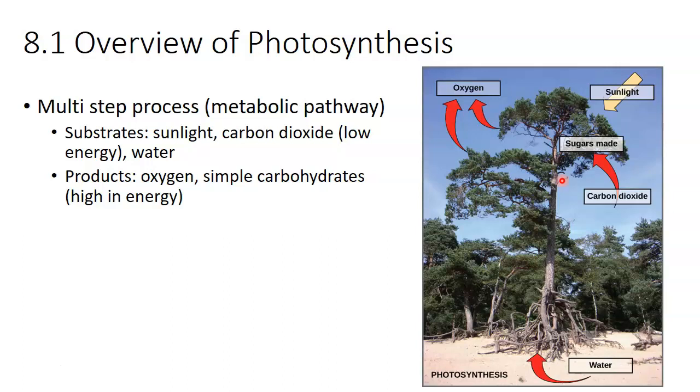Now the products of photosynthesis: oxygen is going to be a waste product, and then the important product here, simple carbohydrates like glucose, which are going to be high energy storage molecules. We already learned about cellular respiration, so what would those carbohydrates that are high in energy be used for? Well, they're going to be used in cellular respiration to produce ATP. And then we know what ATP does. It powers every cellular process that requires energy.